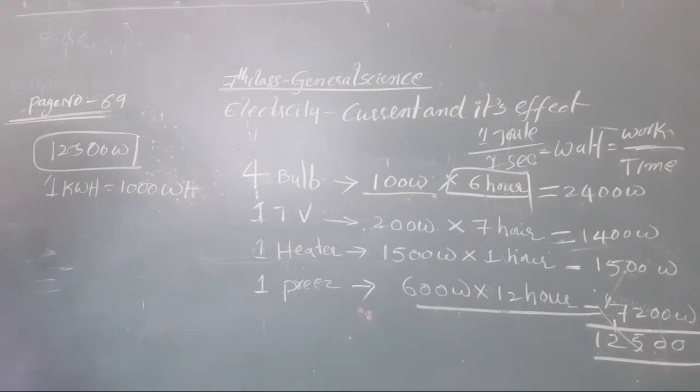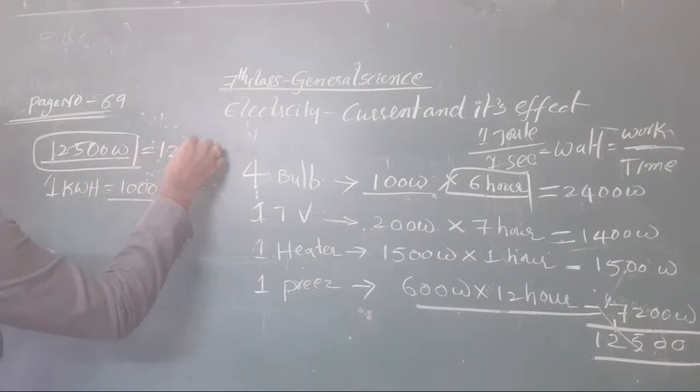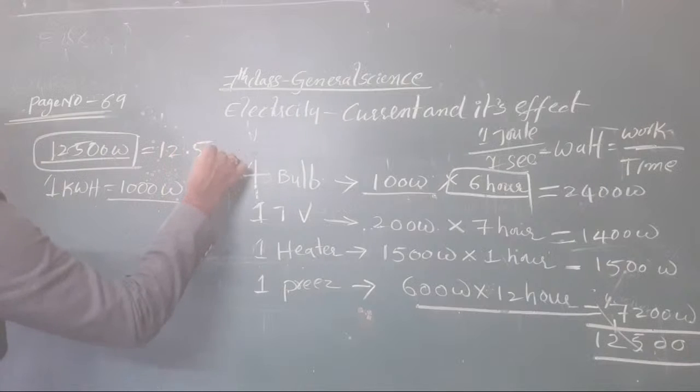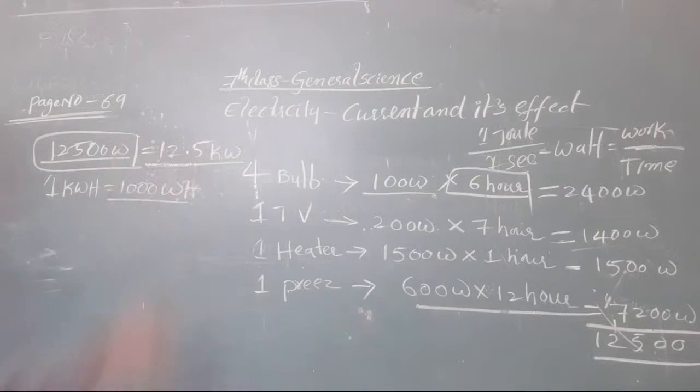Okay, clear or not all of you? And here how many hours? How many are there here totally per day? 12,500 watts are consumed here. Here it is also written as 12.5. Okay, kilowatts. 12.5 kilowatts we are taking.